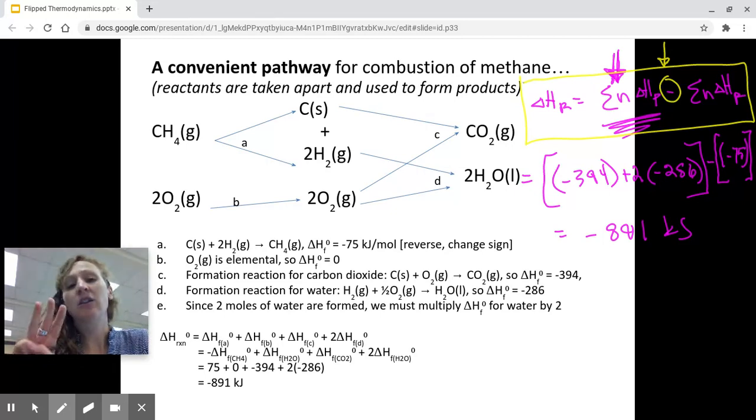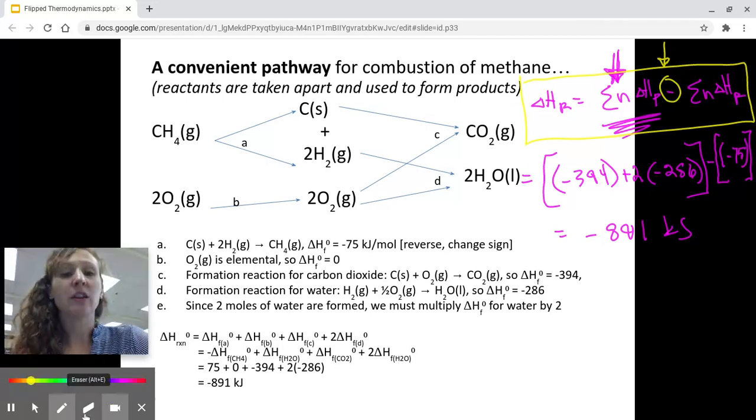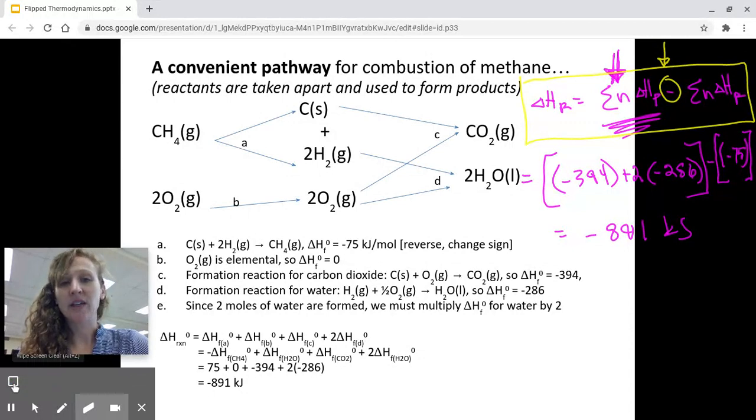Again, three ways of doing this. Write out all the equations and add them up. Process through it logically, which is my favorite because it avoids equations and remembering them. Use the equation. Just plug and chug into the equation. So three different ways of finding the overall enthalpy for a reaction from all the given enthalpies of formation.